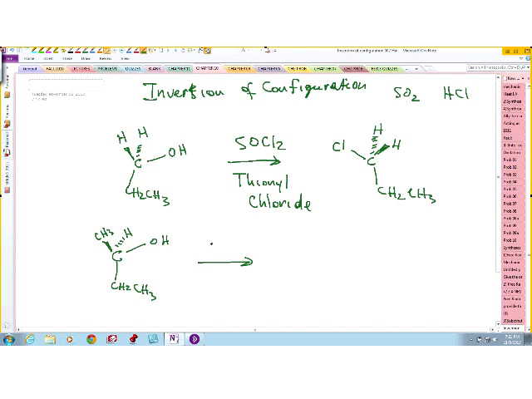And you use thionyl chloride. Whatever the absolute configuration of this carbon is, in the product it will be the opposite. Because this chlorine will come from the back, you are going to get this product here. Chlorine will now be here.